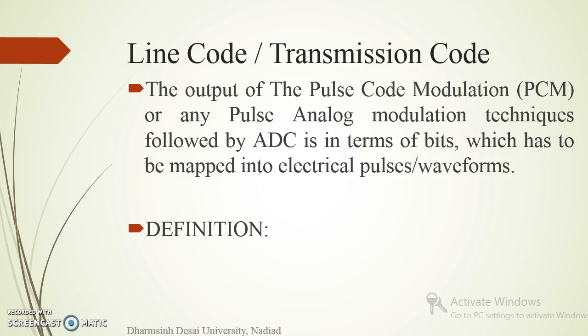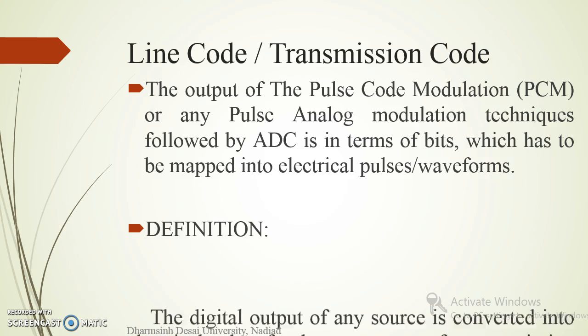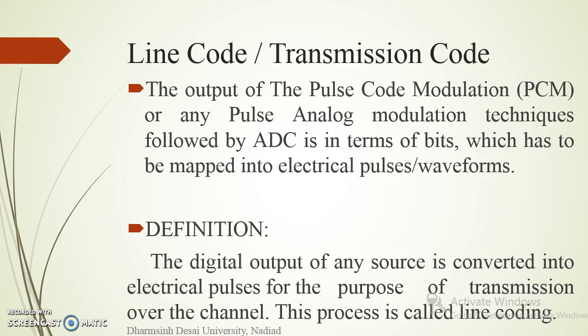The output of the pulse code modulation or any pulse analog modulation technique, which is followed by ADC, is always in terms of bits. These bits have to be mapped into electrical pulses or waveforms if you want to transmit over a wireless channel or wired channel. The basic definition in most of the literature says that the digital output of any source, which is given in terms of bits, is converted into electrical pulses for the purpose of transmission over the channel, and this process is called line coding.